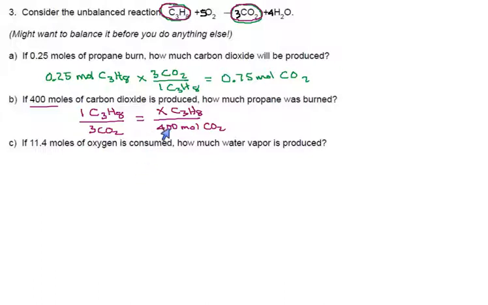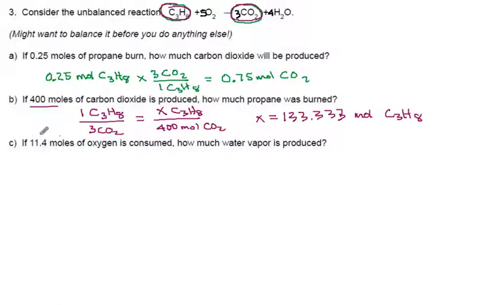So mathematically here, you multiply the two numbers that are opposite corners. You do 400 moles times 1 divided by 3, and you get X is 133.333333333 moles of propane.